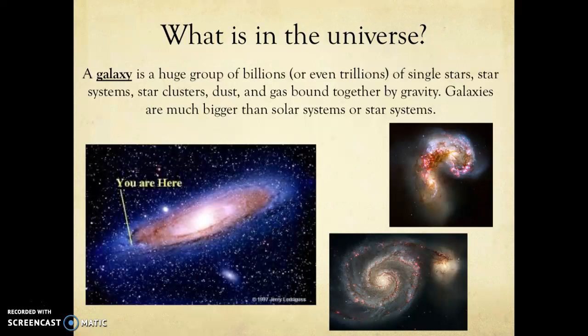So if you're looking in terms of size, planets are going to be smallest, stars are going to be the next size up, then solar systems, then galaxies, and then the universe. And that's just a size comparison of those different objects that we've talked about in these notes.